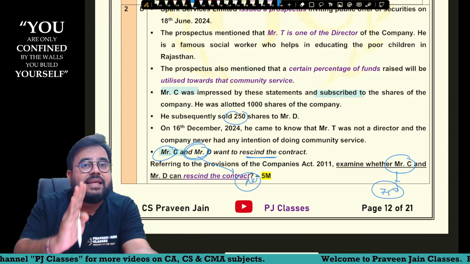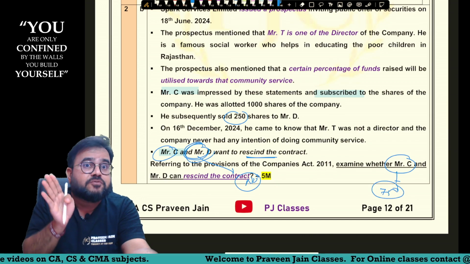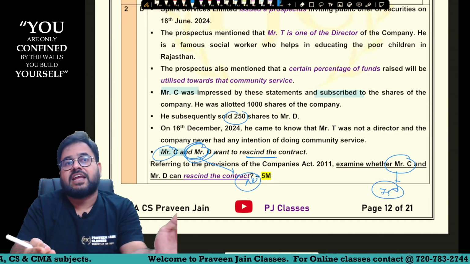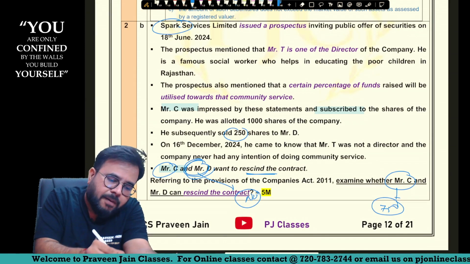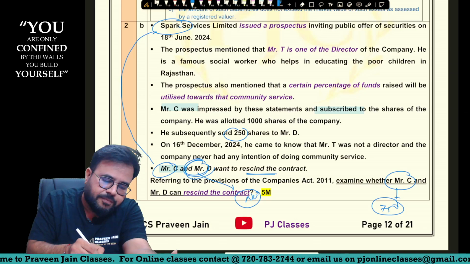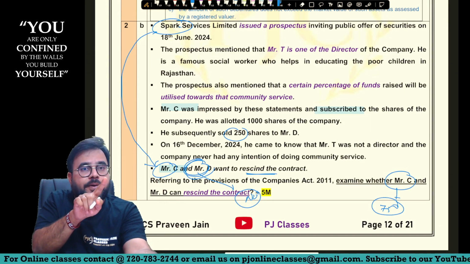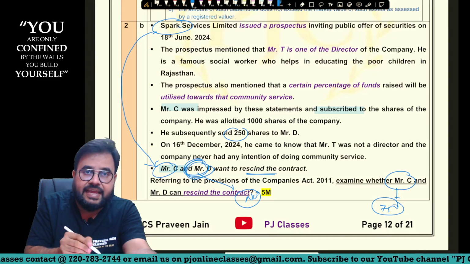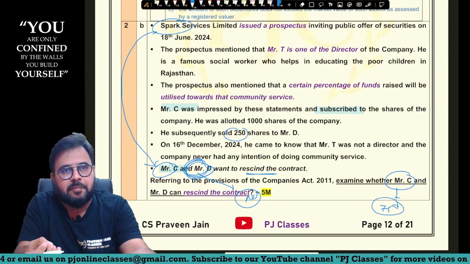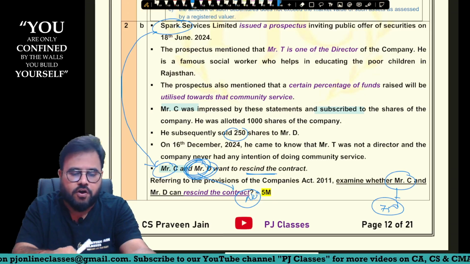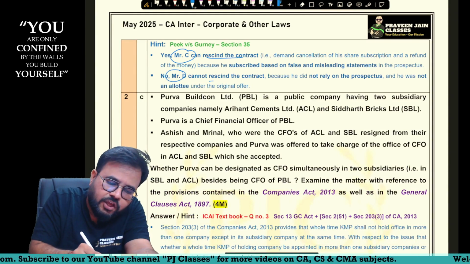Reason is, can I say a misleading prospectus was issued. Mr. D, you never subscribed the shares by seeing the prospectus. So obviously the company never did any fraud or misrepresentation on you. It's simple. Spark Limited, the company, has done fraud or misrepresentation to whom? Mr. C, because the company issued the prospectus, Mr. C believed that prospectus to be true, and then he has incurred the loss. But can I say D never took the shares taking the prospectus as a base, sir. He has taken the shares from the secondary market, sir. Hence, Mr. D, you cannot rescind the contract, sir. So that is the logic. So Mr. C, you can rescind the contract. Mr. D, you cannot rescind the contract, sir.